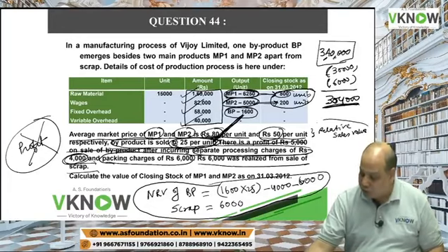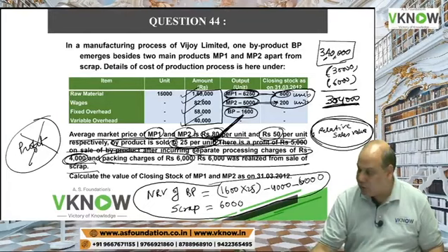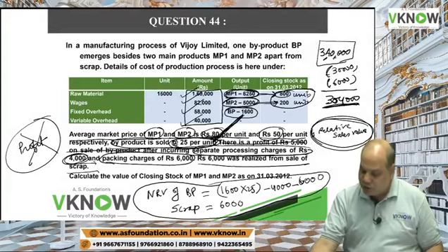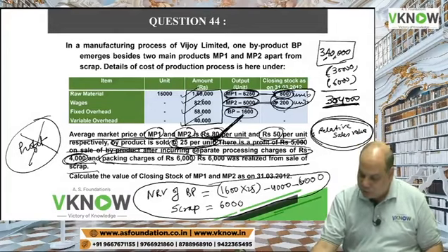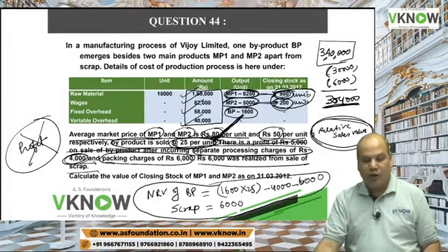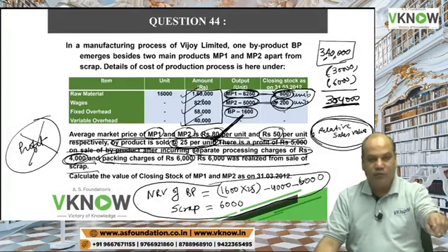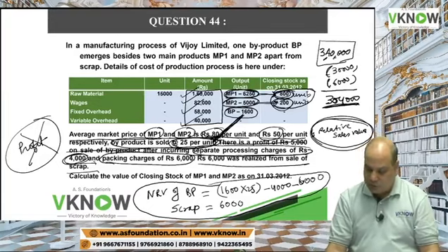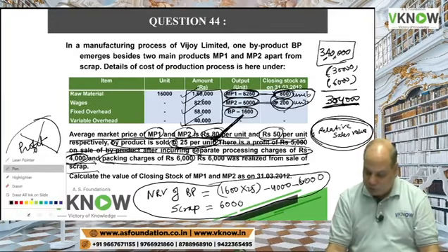This joint cost I will apportion in the relative sales value, and I will be able to calculate the cost per unit. Once I get the cost per unit, I'll multiply by the number of units in closing stock, and that will give me the value of closing stock of finished goods.